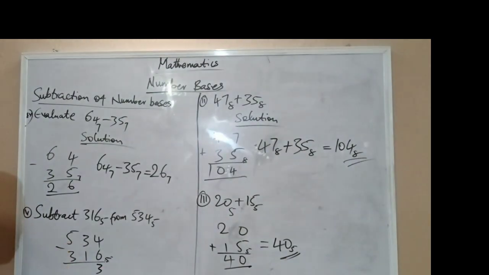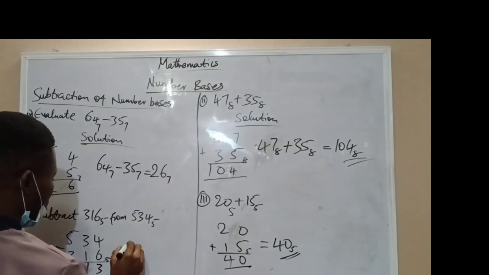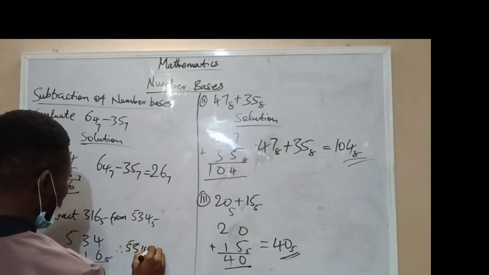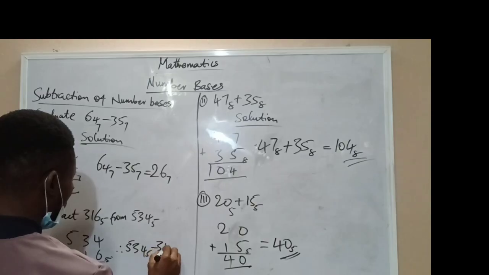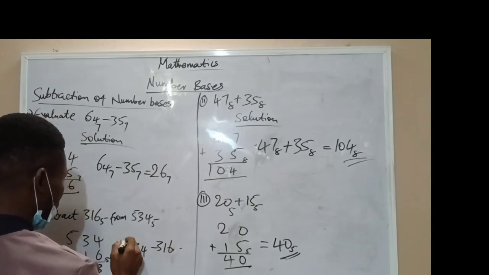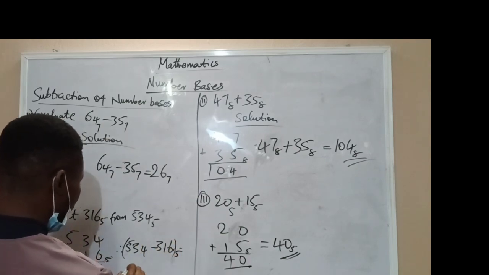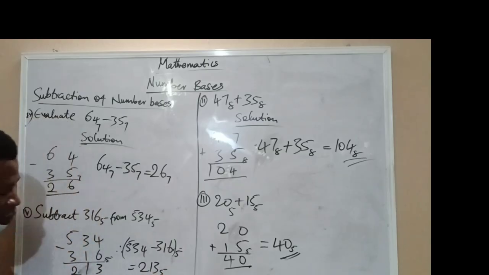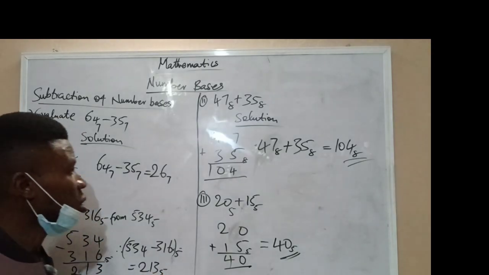We are left with 2 here. 2 minus 1 is 1. Then 5 minus 3 is 2. Therefore, this 534 base 5 minus 316 base 5 equal to 213 base 5. Okay, that is it.